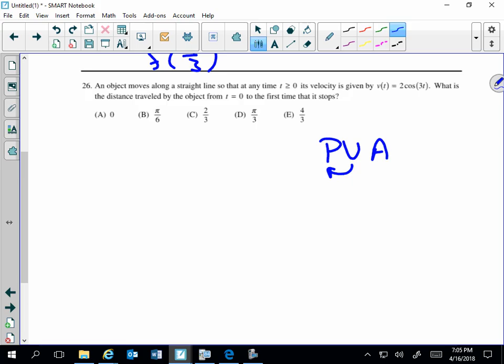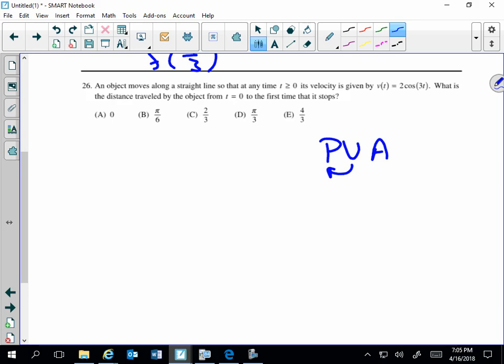An object moves along a straight line so that at any time greater than 0 its velocity is given by that. What is the distance traveled from t equals 0 to the first time it stops? If we're looking for the first time it stops, then it never had a chance to turn around and go backwards, right? So I don't need to worry about the absolute value. Distance traveled is only going in one direction. I don't have to worry about absolute value.